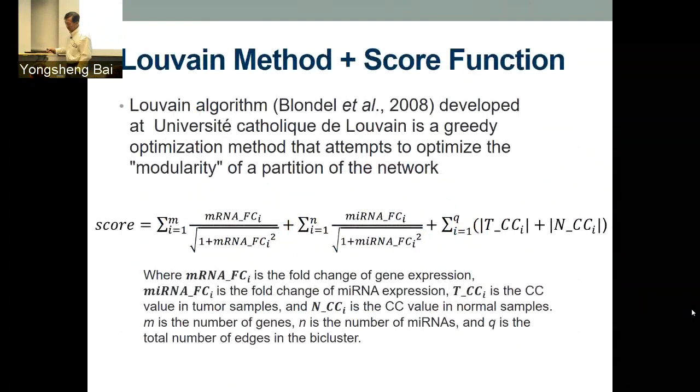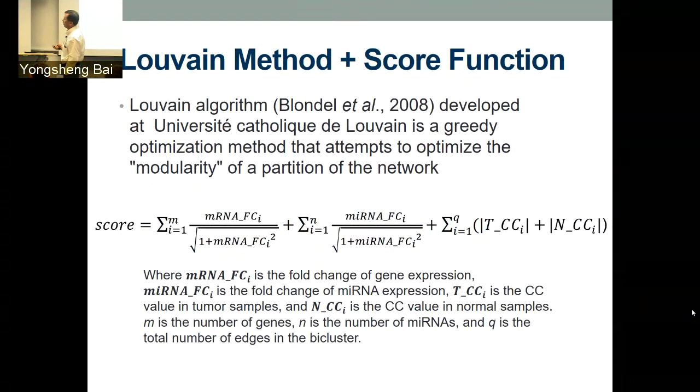So for the scoring algorithm, we employed a modified Louvain algorithm. This is a very popular community detection algorithm, using a greedy optimization method to try to optimize the modularity of a partition of the network. The function we defined for this algorithm is based on the mRNA fold change and the microarray fold change.